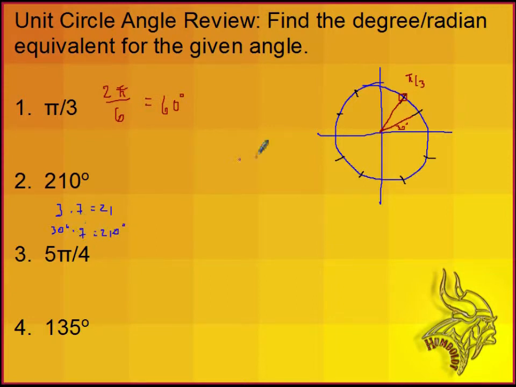So I need to go around the circle 7 sections. I shouldn't say 7 times. I need to go 7 sections around. So 1, 2, 3, 4, 5, 6, 7. That's where it is on this unit circle. That's 210 degrees. We can also tell just by counting that's 7 pi over 6. So 210 degrees is 7 pi over 6 radians.